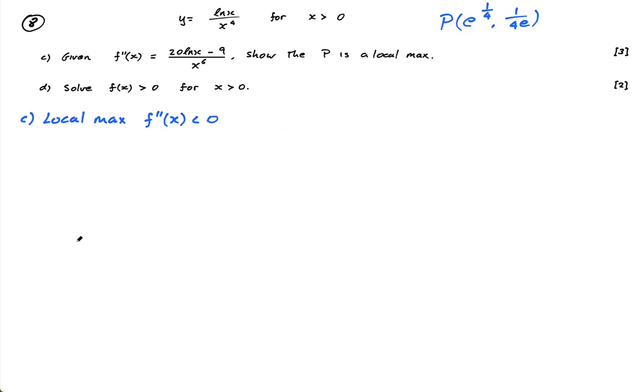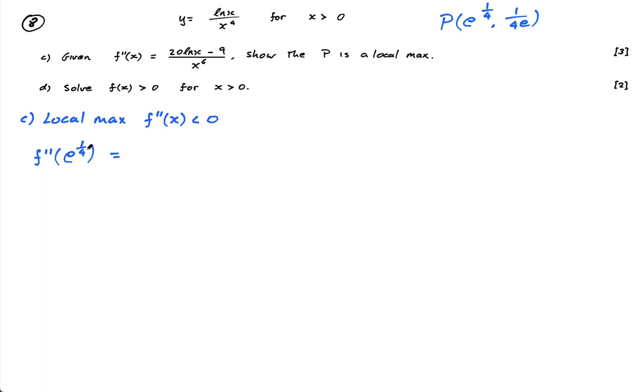The second derivative, because it's concave down at a maximum, the second derivative is negative. Okay, so let's find the second derivative at this point P. So this is P. I brought that in from part B of the same question. So I'm trying to find f double dash of e to the power of a quarter.